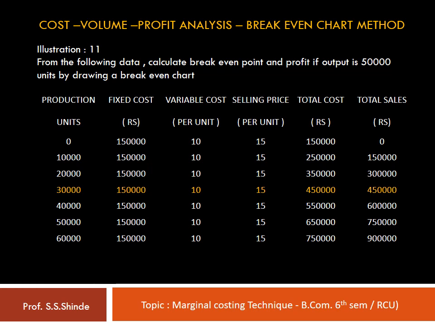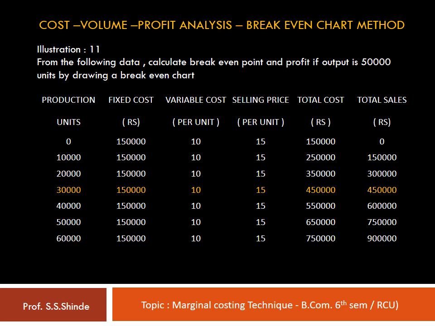Based on this, the total cost and the total sales are calculated. At 0 level of output, the fixed cost incurred is 1,50,000. With no variable costs incurred, the total cost would be 1,50,000, and at this level there is no sales revenue. At 10,000 units, the total cost is 2,50,000, that is 1,50,000 fixed cost and 1 lakh variable cost at 10 rupees per unit, and the total sales revenue is 1,50,000 at a selling price of rupees 15 per unit.